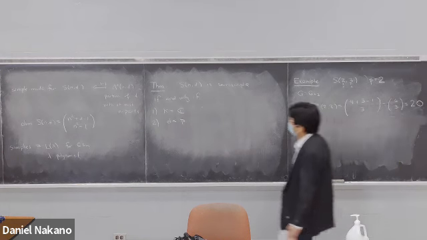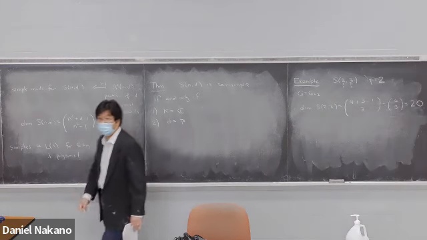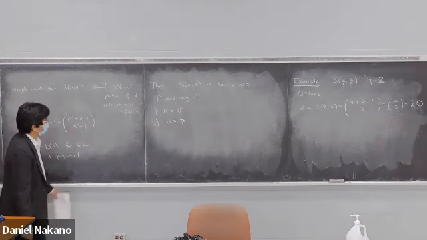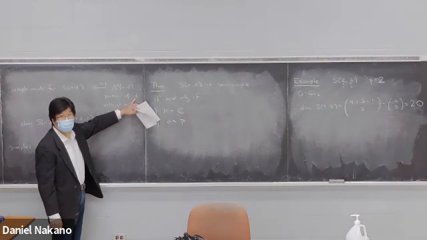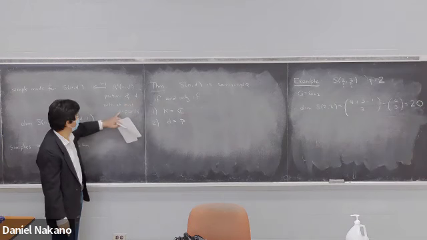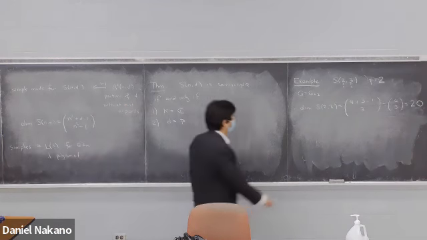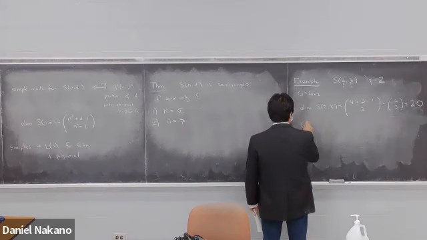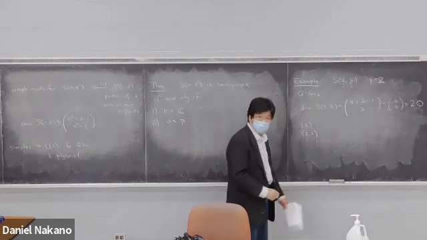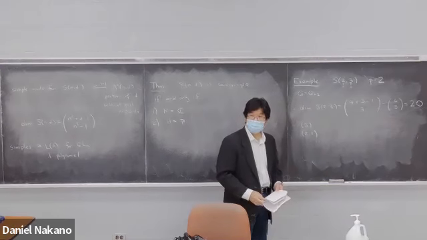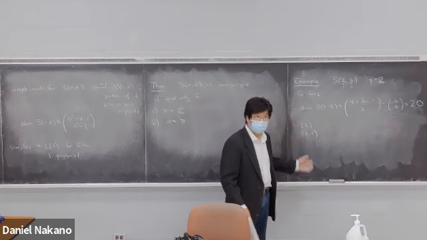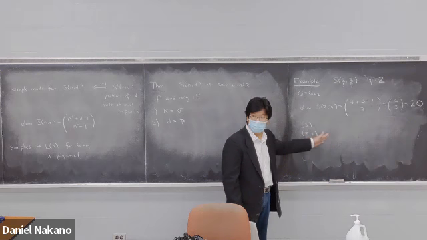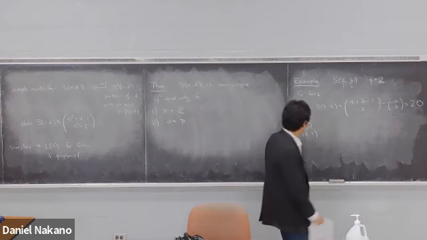Now, what are the simple modules for S(2,3)? They're going to be partitions of 3 with at most 2 parts. So we're going to have (3) and (2,1), and that's it. But (1 cubed) is a partition of 3, but it has 3 parts, so that's not allowed. Does everyone see?